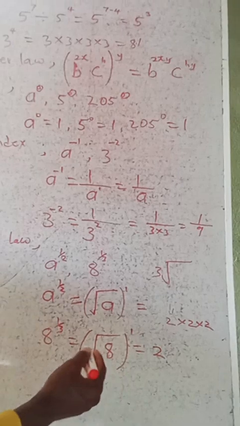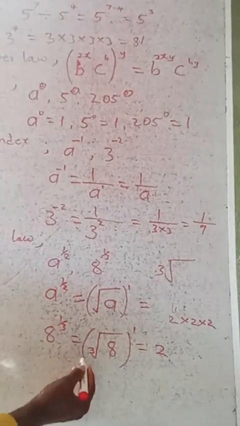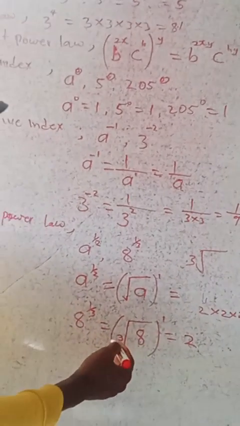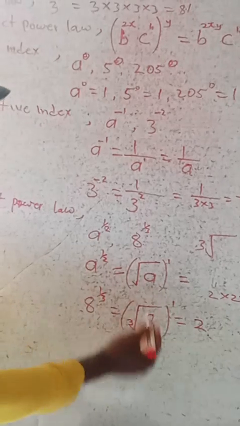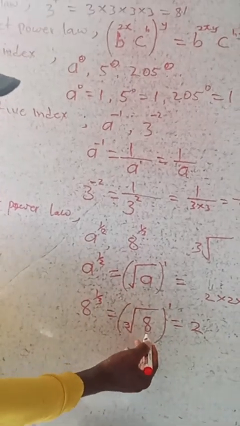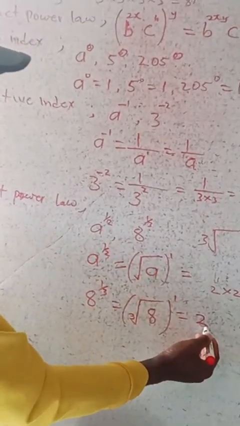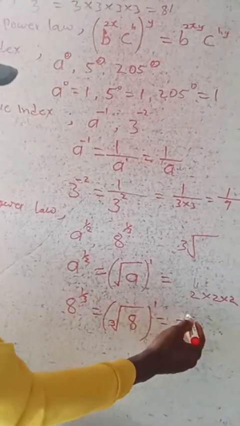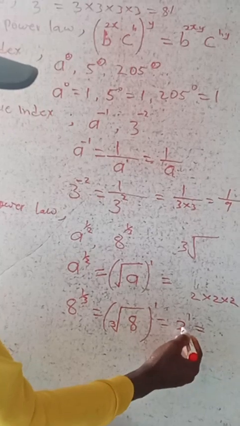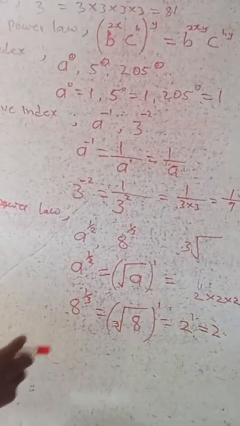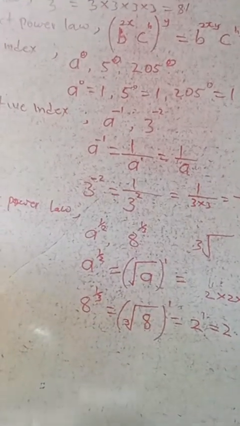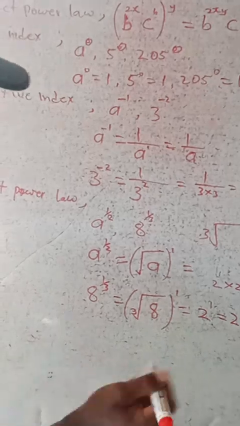You can apply it to any other number. It means the number of times a number will multiply itself to give you that particular number. So the answer is 2. When you write 2, this is raised to power 1, and 2 raised to power 1 gives you 2. That is how it is done.